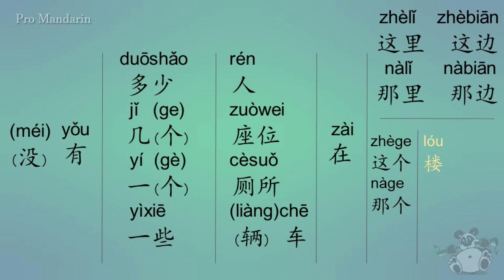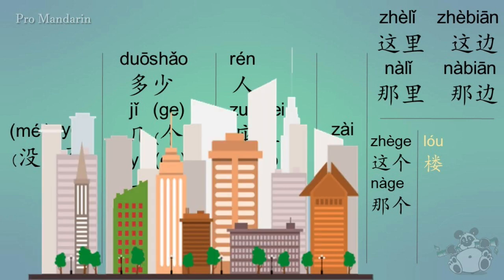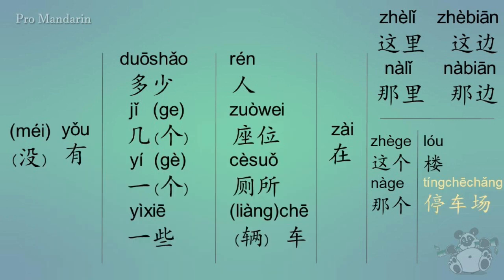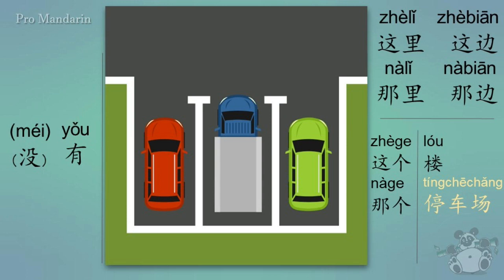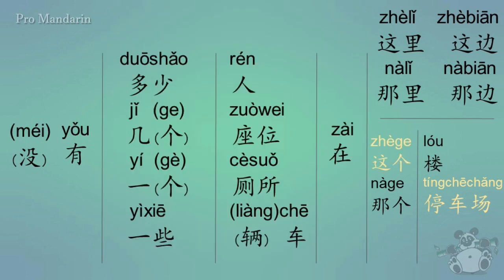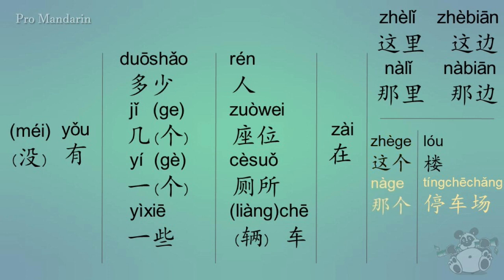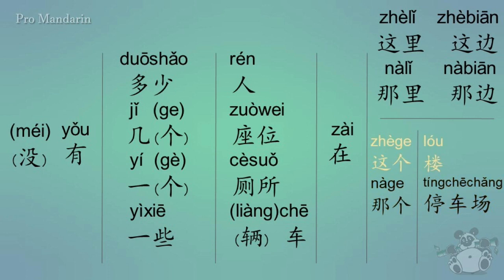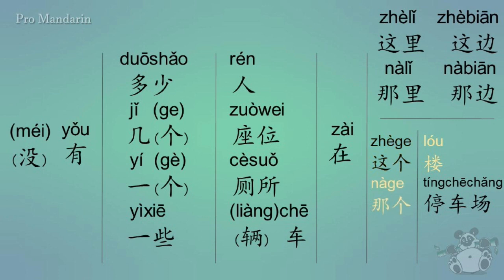楼 is a building, typically one that has many stories. And it does have its own classifier, 这栋楼, but I've typically heard it being used as 这个楼, 那个楼. I've heard it both ways. So in this case, we're just going to say 这个, 那个. And then we're also going to add in one other thing, 停车场. 停车, which means to park your vehicle, and 停车场 is a parking lot. So 这个停车场, this parking lot, 那个停车场, that parking lot. 这个楼, this building, 那个楼, that building.